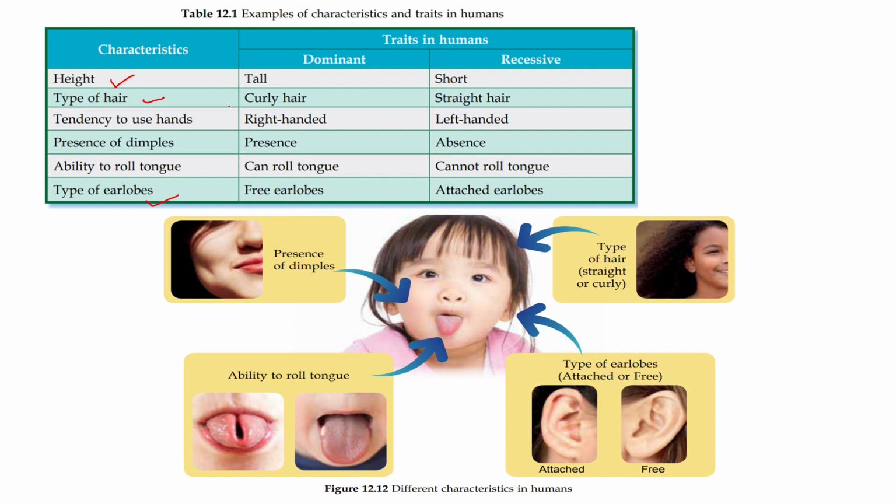Okay, for height, the tall trait is actually a dominant trait. And for hair, curly hair is a dominant trait. Right-handed, dominant trait. Presence of dimples, if it is present, it is a dominant trait actually. Can roll tongue is another example of dominant traits in humans. And if it is a free ear loop like this, it is another example of a dominant trait.